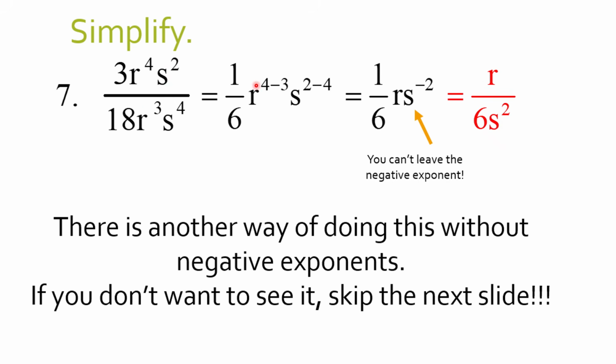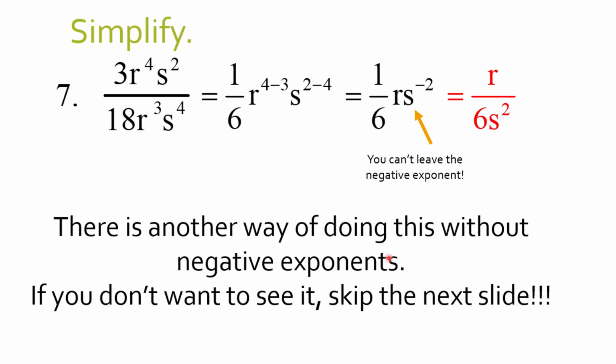18 divided by 3 is 6. Then we subtract the exponents of r: we have 4 minus 3, and for s, we have 2 minus 4. So we got 1/6 r s to the negative 2. So 2 minus 4 is negative 2. Now, we can't leave the negative exponent, so this will become r over 6s squared.